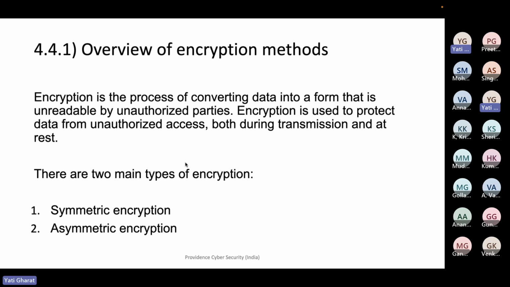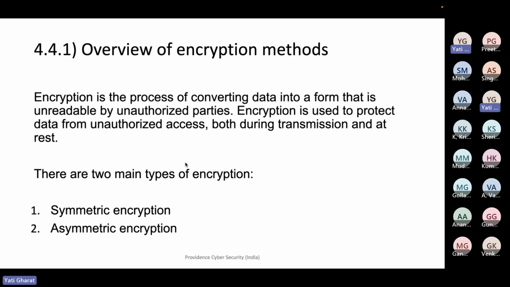Encryption is the process of converting data into a form that is unreadable by unauthorized parties. Those who have the key can open it up. Encryption is used to protect data from unauthorized access, both during transmission and at rest. Transmission is like sending a file from one point to another, and data at rest is nothing but data you have kept in storage.